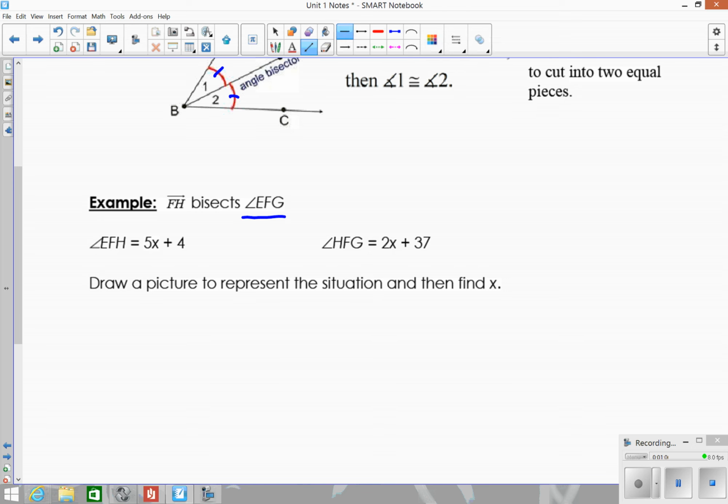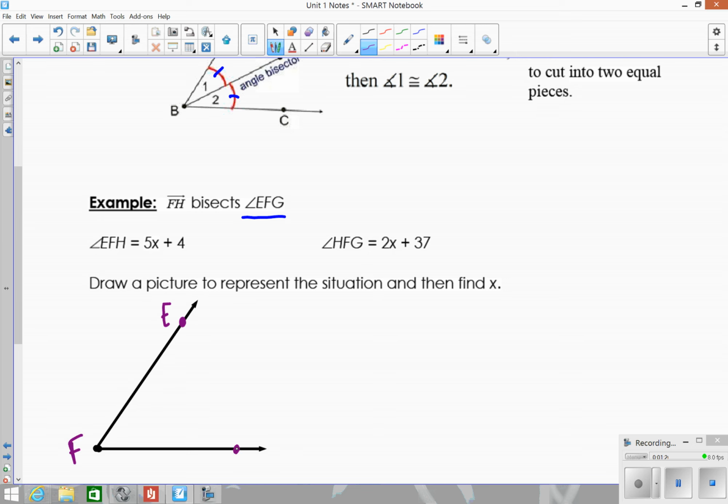So let's start with drawing our angle. So EFG, any angle, it doesn't really matter how you draw it. It doesn't have to be drawn to scale because you don't know what the measurements are going to be, so you can't really draw it to scale unless you know what the measurements are. So in this case, just go ahead and draw any angle. E, vertex is F, and then G.